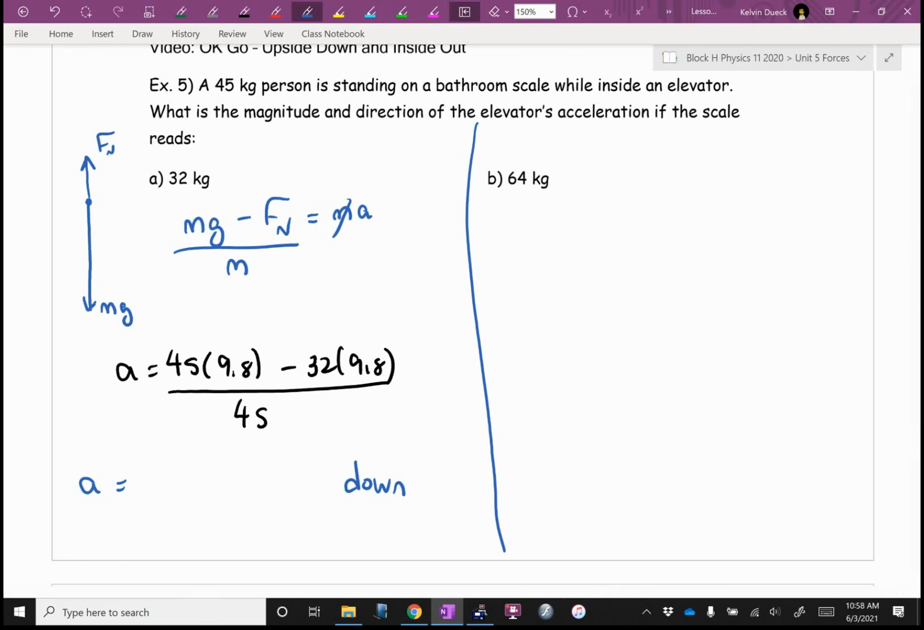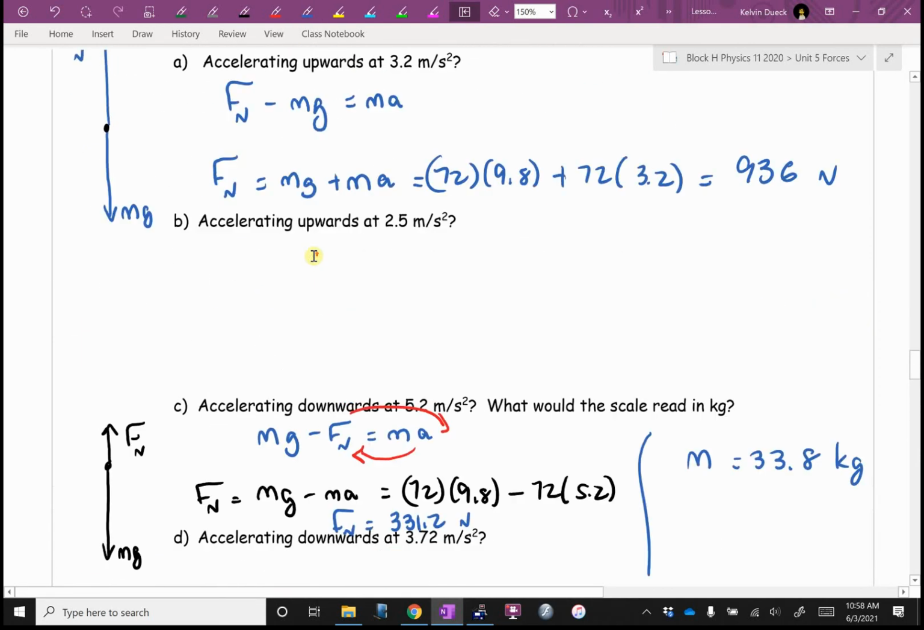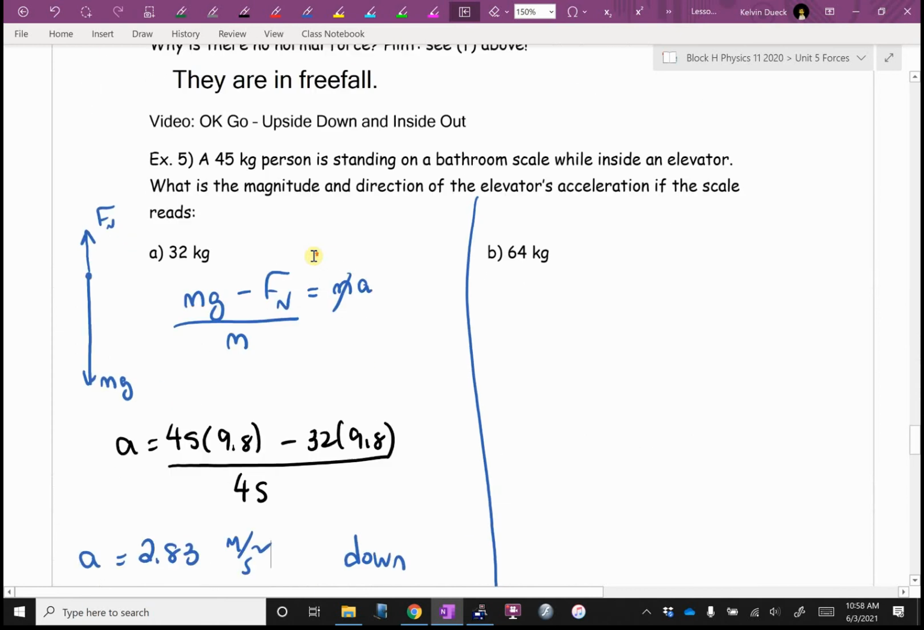What do you get? Jordan, what'd you get? Sorry? 2.83? Anybody else? Yeah. Sorry, 2.833. So 2.83. And units, it's an acceleration. So as far as I'm concerned, for an elevator question, I can either give you the acceleration and say get the normal force by itself. That was all of these ones. Or I can give you the mass and the normal force and say find the acceleration.